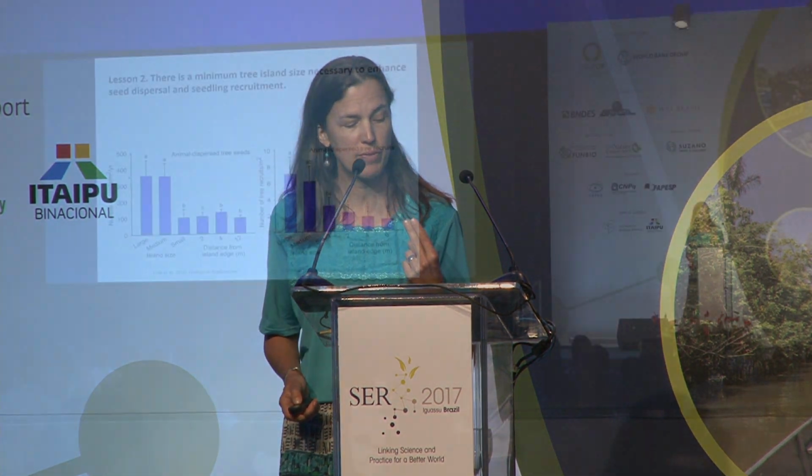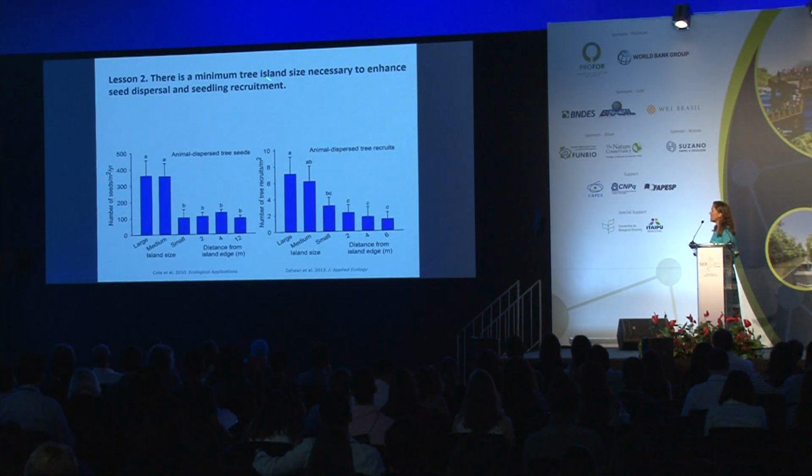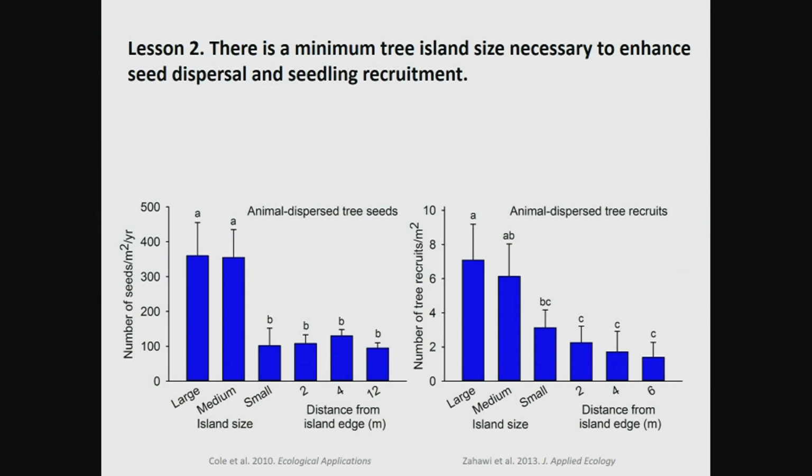The second lesson we've learned is that there is a minimum tree island size necessary to enhance seed dispersal and seedling recruitment. These are data from about three to four years after planting. This is the number of seeds per meter squared. This is the number of recruiting tree seedlings. These are large, 12 by 12 meter, medium, 8 by 8 meter, and small islands. And then these are different distances away from the planted area.